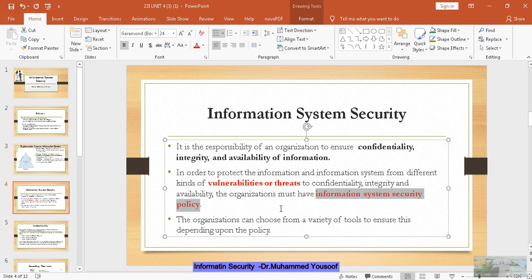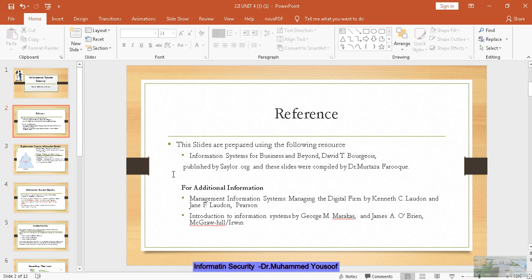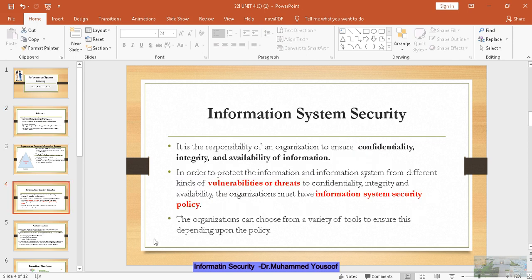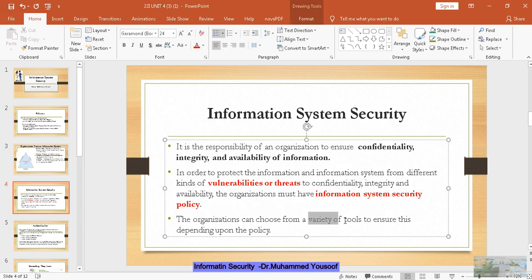The organizations can choose a variety of tools. What are the variety of tools that we use? The tools are number 1, firewall, antivirus program, and also some internet security suite which is available from Kaspersky, Norton Antivirus, McAfee, and many other companies that are leaders in providing solutions for information security. I hope this is clear up to this point for every one of you.